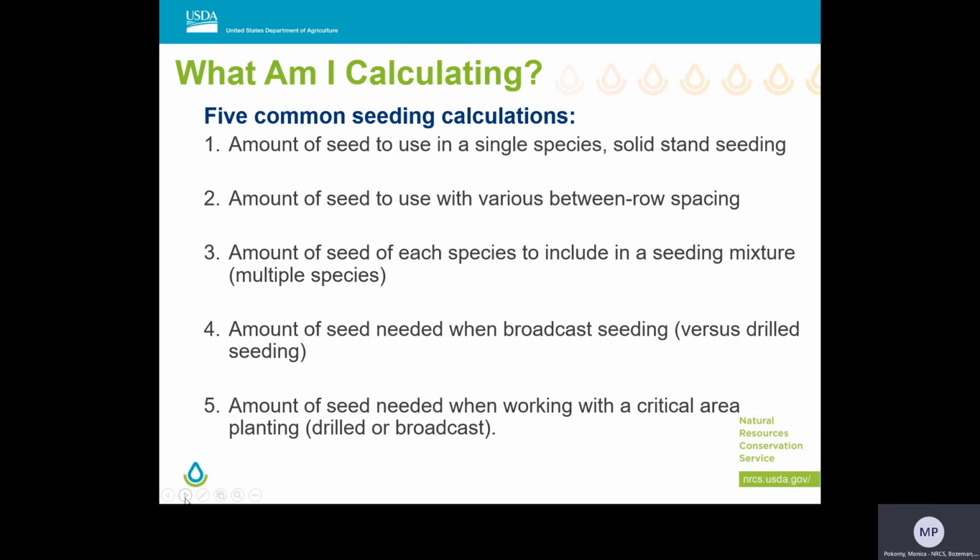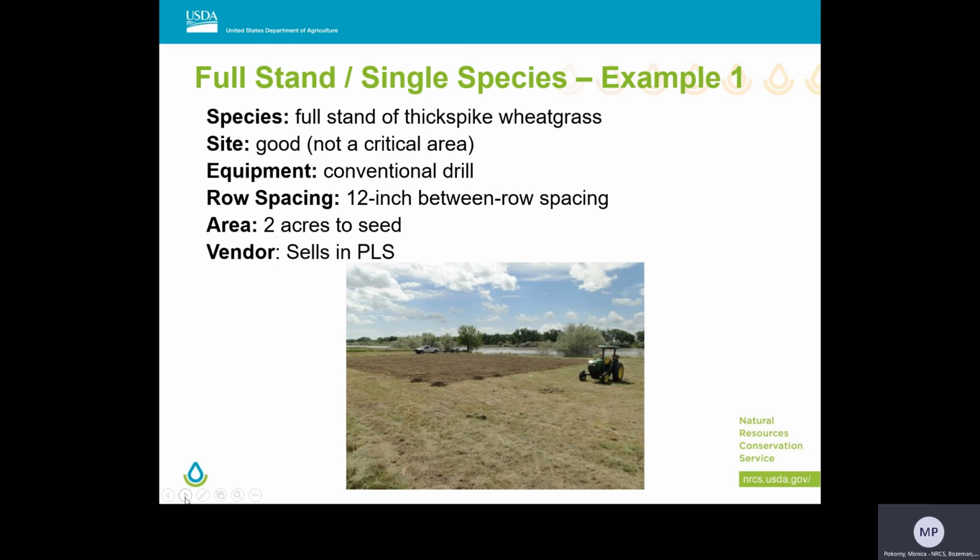Okay, now let's go back to the 5 basic seeding calculations that I mentioned we would cover today. And I feel like the best way to learn about seeding calculations is by example. So let's work through a few examples.